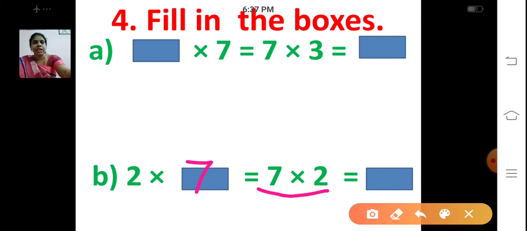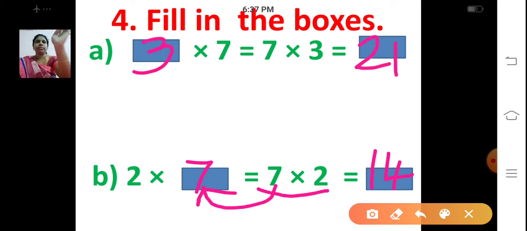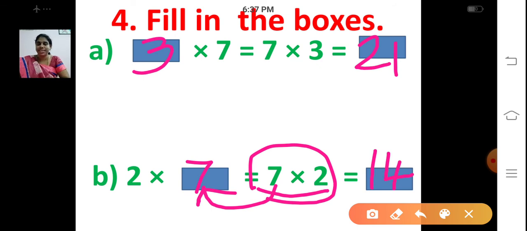Just see here. I am going to change the order now. So 2 7s are equal to 7 2s are. Now tell me 7 2s are. Multiply, or else 7 plus 7. 14. 7 2s are 14. Shall we move on to the next sum? Understood. The main property: when we change the order, the product will be the same. So in the second sum, 2 into dash is equal to 7 into 2. Change the order, 2 into 7. So the answer will be 7 2s are 14.